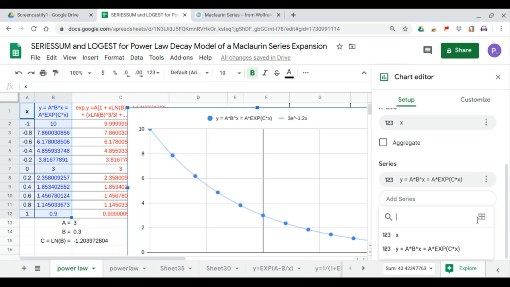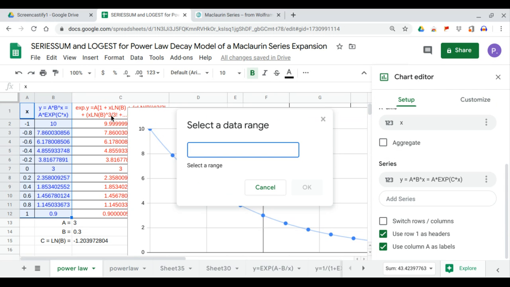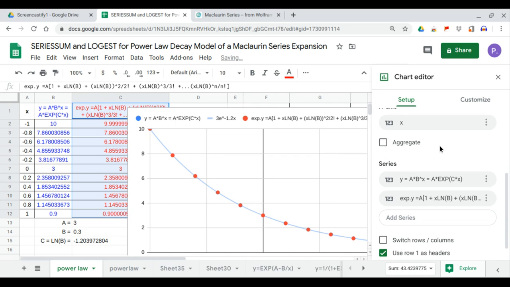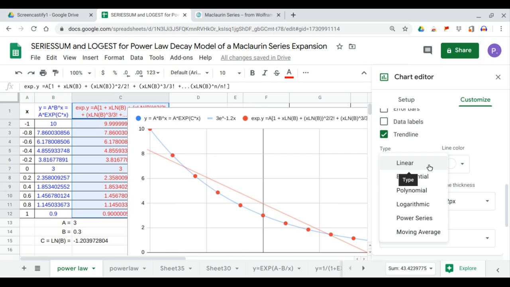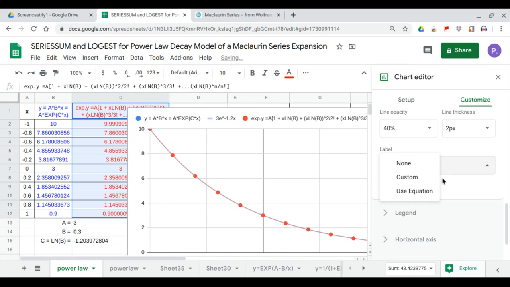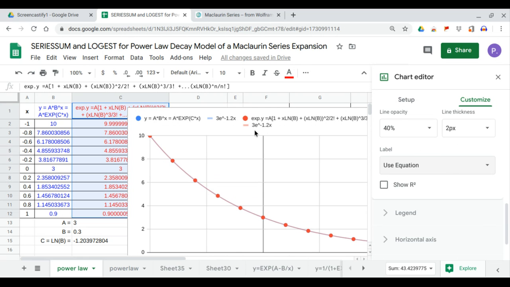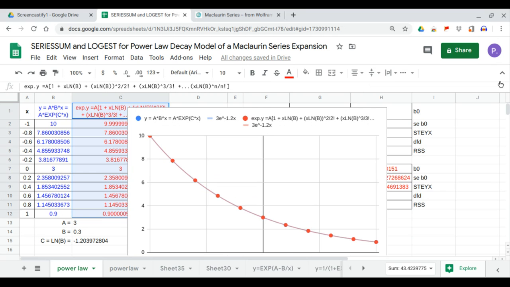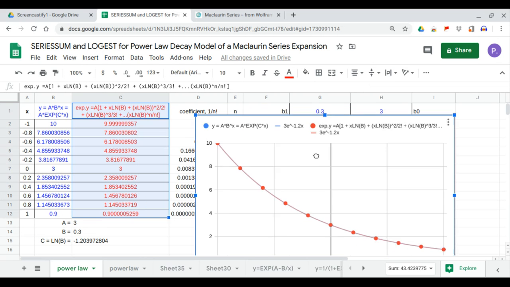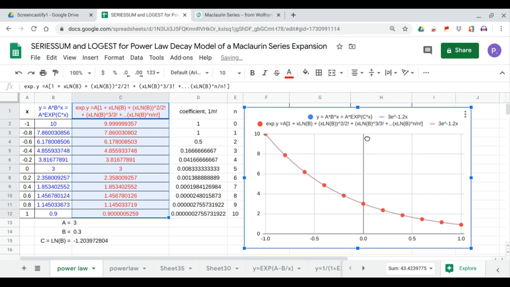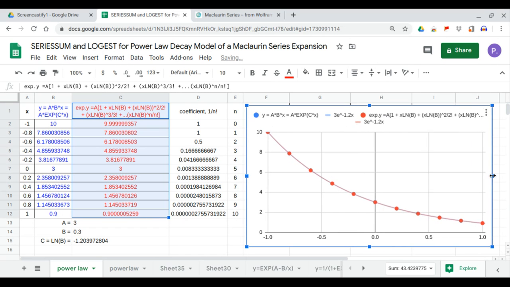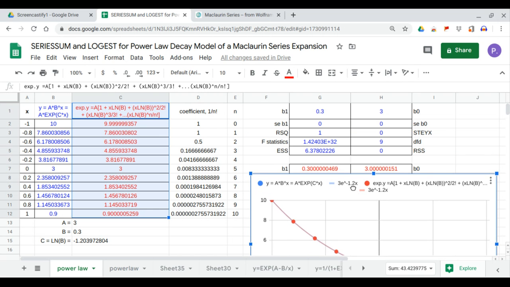We will insert the expansion and show the trend line also of the expansion in the exponential form. You'll notice the expansion has the same trend line equation as the power law equation, even if they differ slightly in the output of the LOGEST, but they still have the same trend line equation because the coefficients are the same.